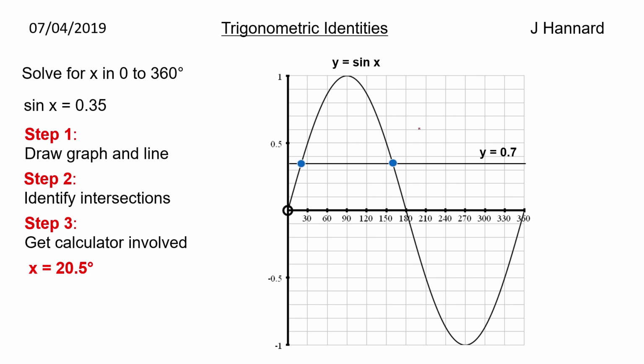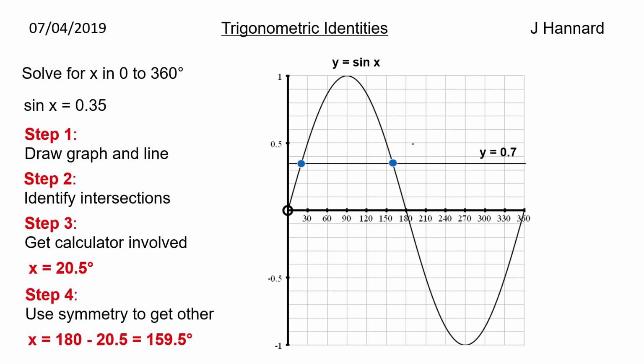So shift sine of 0.35 is 20.5 degrees. And then we remember the symmetry. But this time we're not taking away from 360. The symmetry only takes place in between this region here. So it's going to be 180 minus 20.5. So our two solutions are going to be 20.5 and 159.5. Make sure that that's clear in your head. That's why it's very important you draw the graph for this.